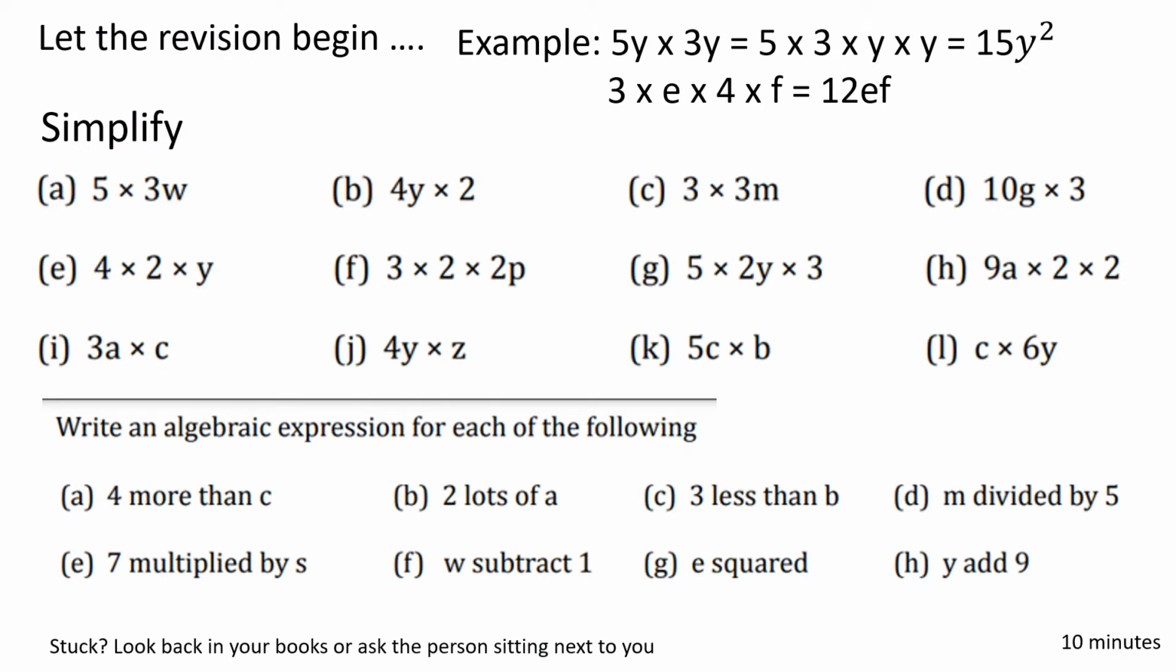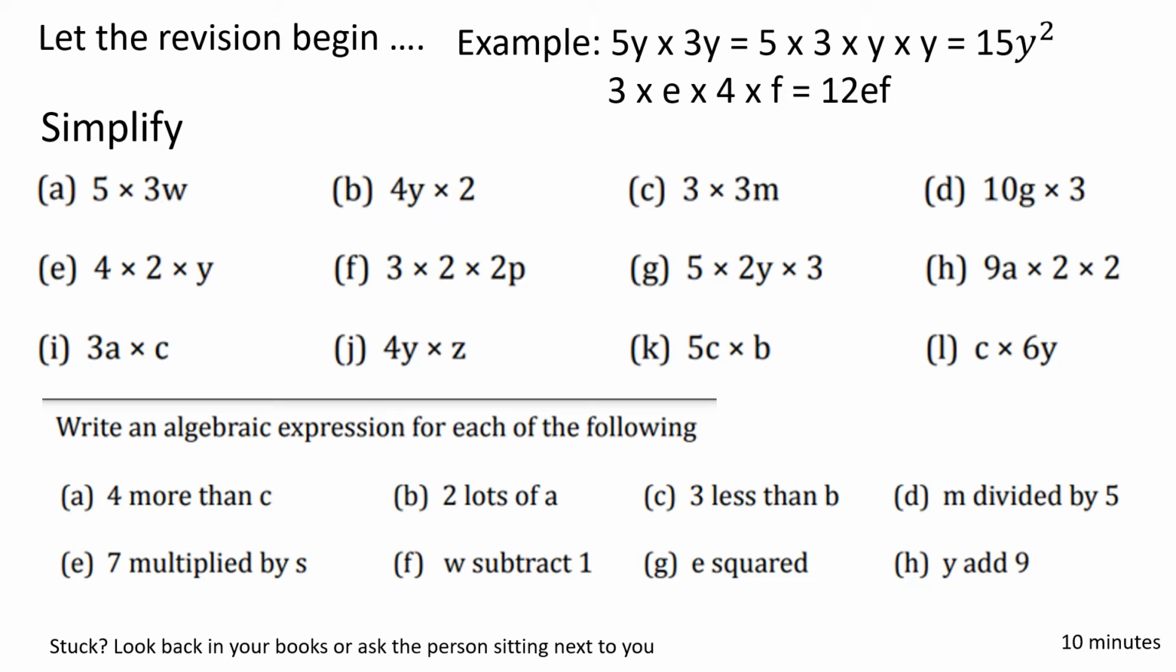Okay, so in this slide we are going to be practicing simplifying expressions by multiplying. So if you look at question 1a, it says 5 times 3w. That means that we can multiply the numbers, which is 5 times 3, which is going to give you 15, and then the w, so your answer will be 15w.